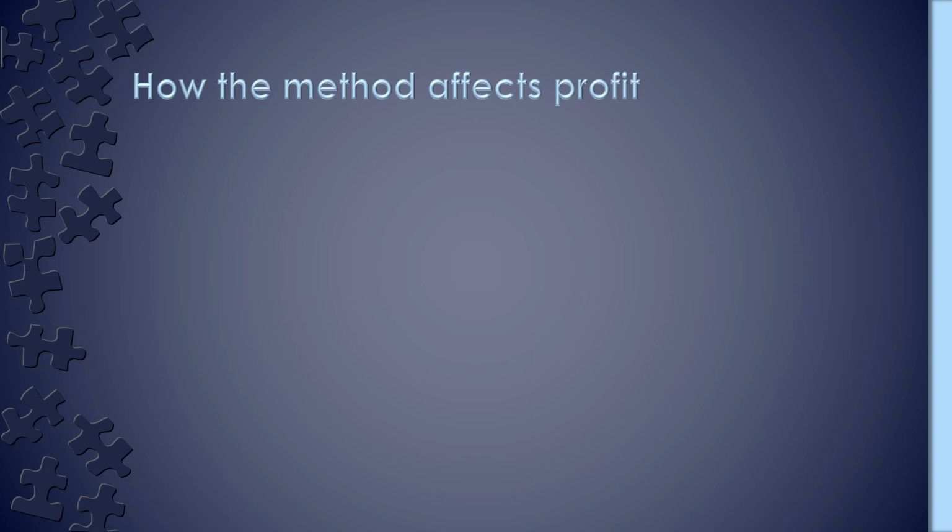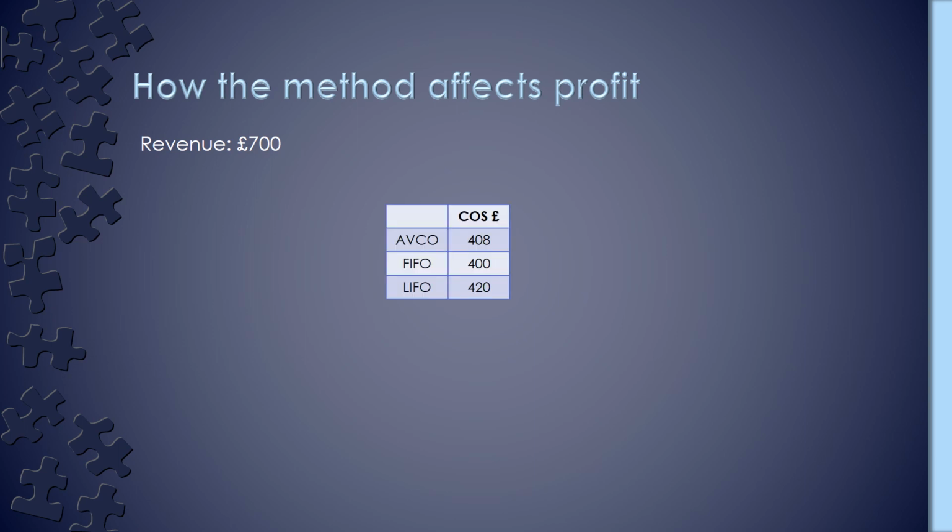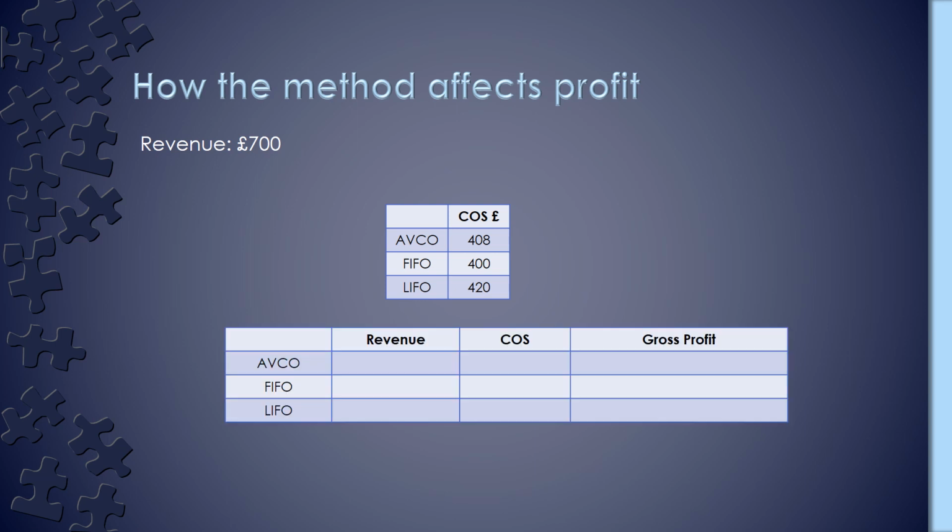So finally then, how does the method you choose affect profit? We're going to assume that we're making a revenue of £700. From the previous slides, here's our cost of sales. Using the same example, we had a cost of sales using the AVCO method of £408, a cost of sales of £400 using FIFO, and a cost of sales of £420 using Lifo. So let's have a look at how this affects the gross profit.